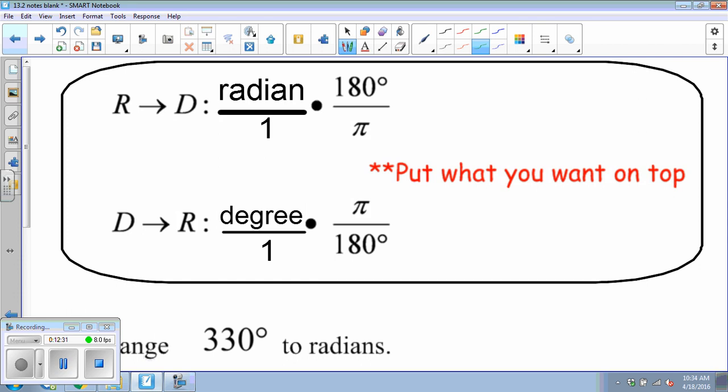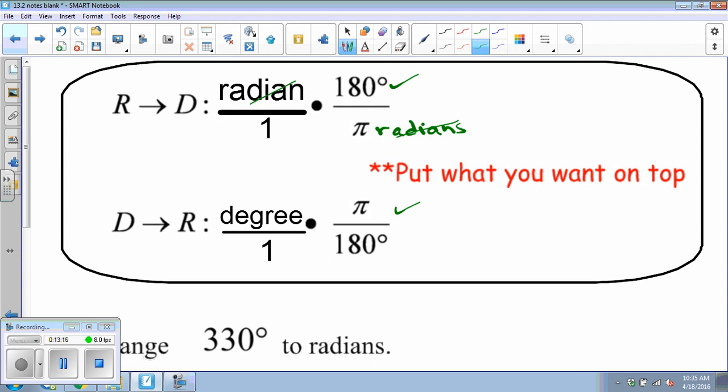Think about it like this. Whatever you're changing it to, that is what goes on top. If you're changing it to degrees, degrees has to go on top. If you're changing it to radians, pi has to go on top. Because when you're changing it to degrees, these radians, because this is pi radians, will cancel, leaving you with just degrees. Okay? Does that make sense? So when they give it to you in degrees and you're changing it to radians, you multiply times pi over 180. If they give you the radians and you're changing it to degrees, you multiply it by 180 over pi.